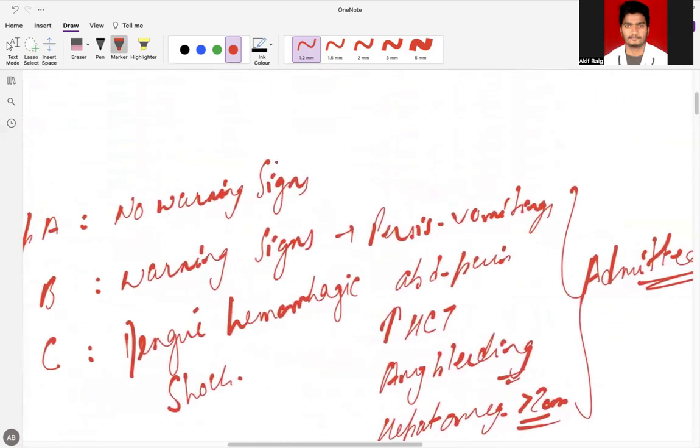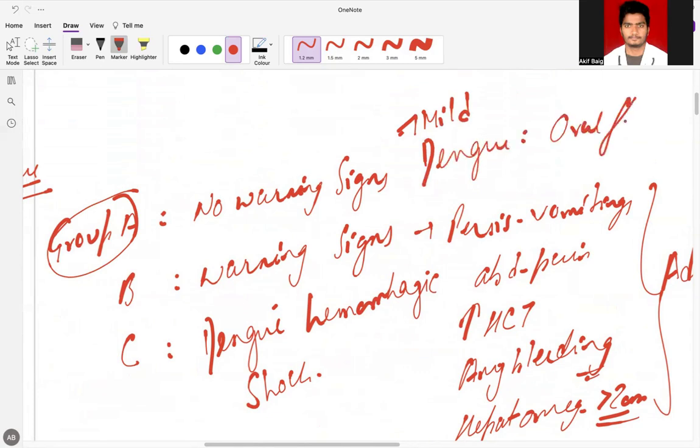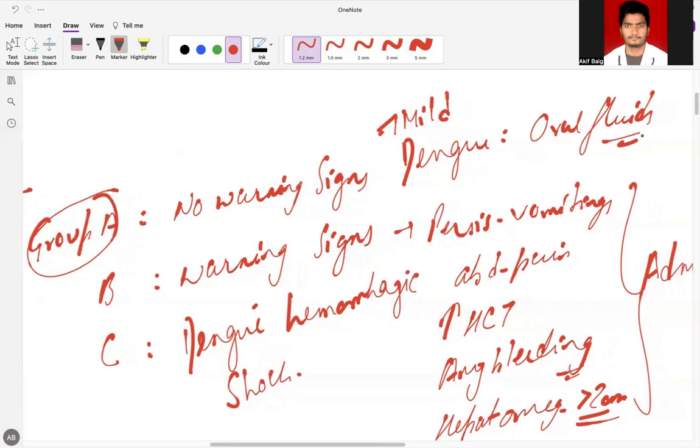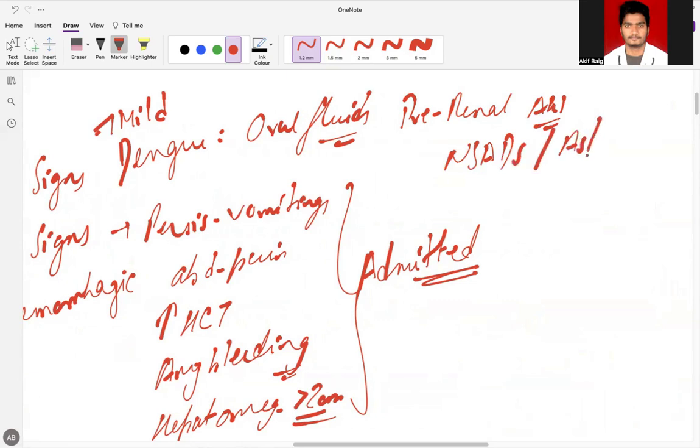So coming to the management part, suppose a patient has only group A, that is mild dengue, will usually be managed on OPD basis with oral fluids. Oral fluids have to be given to this patient. You need to avoid any nephrotoxic drugs because these patients are already prone to pre-renal AKI because they are dehydrated. Because of dehydration, there could be acute kidney injury. So to avoid that, you need to avoid NSAIDs and aspirin in this patient.